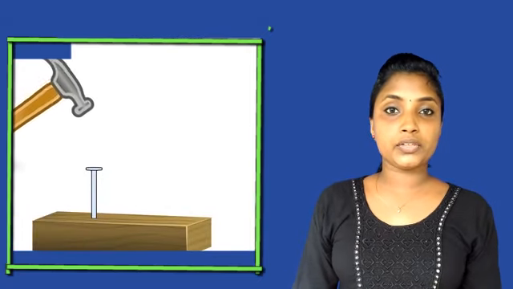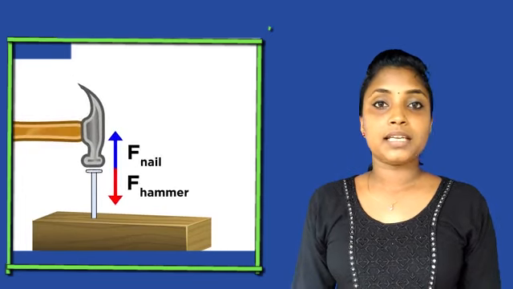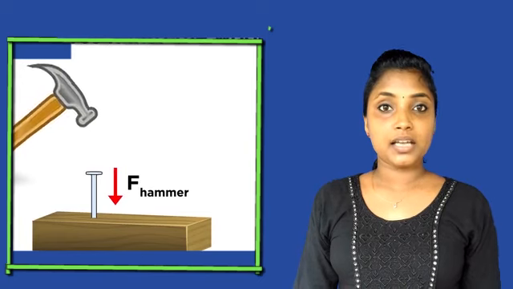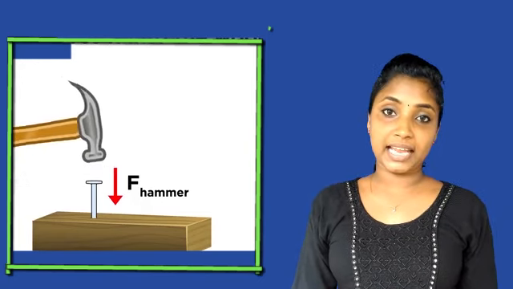While trying to fit a nail using a hammer on wood, what is the action and what is the reaction? The action is the hitting by the hammer and the reaction is the motion of the nail into the wood.